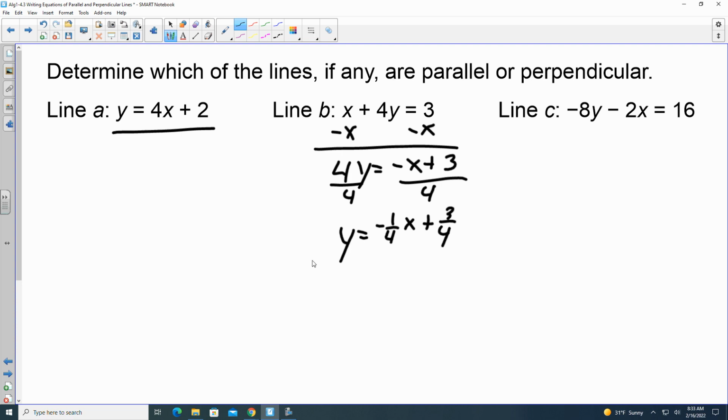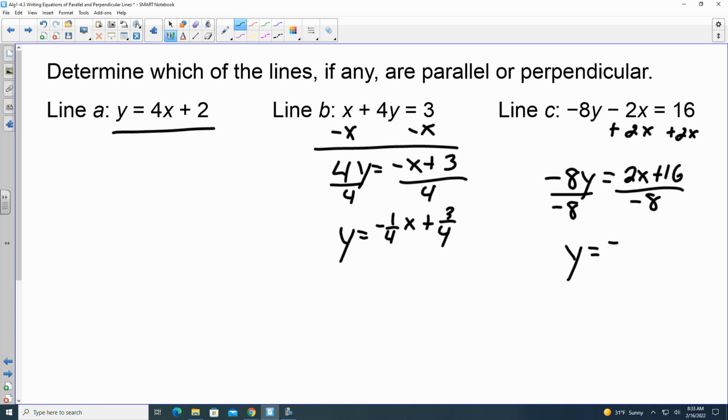And then for line C, I am going to add 2x to both sides. So now I got negative 8y is equal to positive 2x plus 16. Divide both sides by negative 8, I get y is equal to, this gets reduced to, negative 1/4 x minus 2.